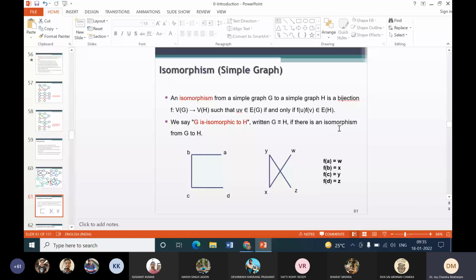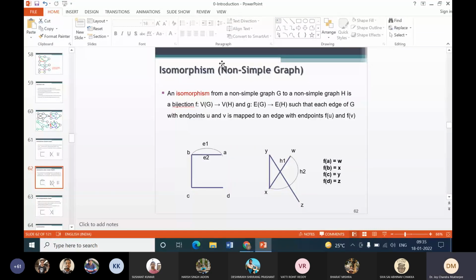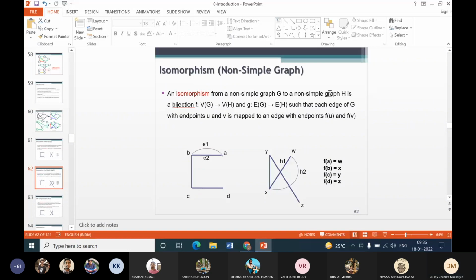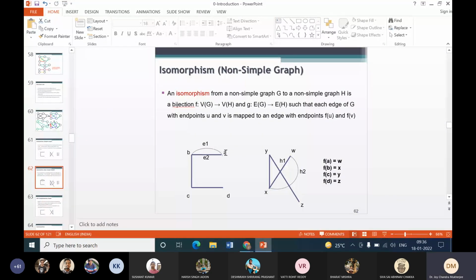Now isomorphism for non-simple graphs is like this. यहाँ पे सिर्फ vertex mapping is not important. You have to do this bijection not only on the vertices but also on the edges. So for both vertices and edges, you should create a bijection. If the bijection exists, then you can say that a non-simple graph G is isomorphic to a non-simple graph H. Say for example here, again f(a) equal to W, f(b) equal to X, f(c) equal to Y, and f(d) equal to Z.